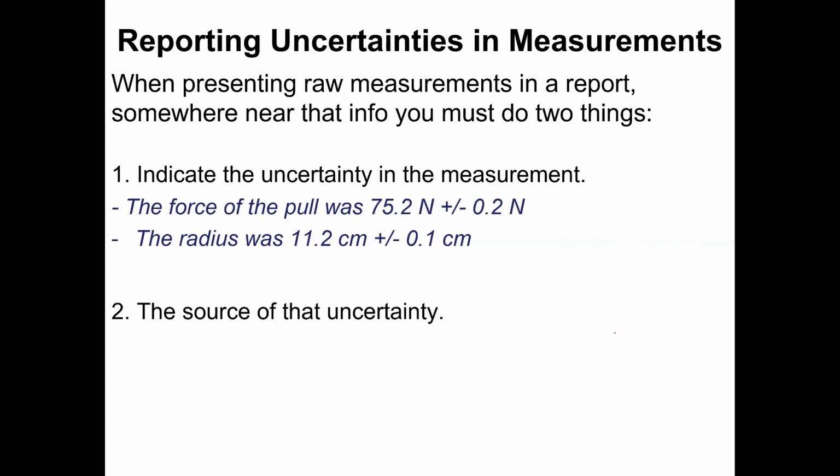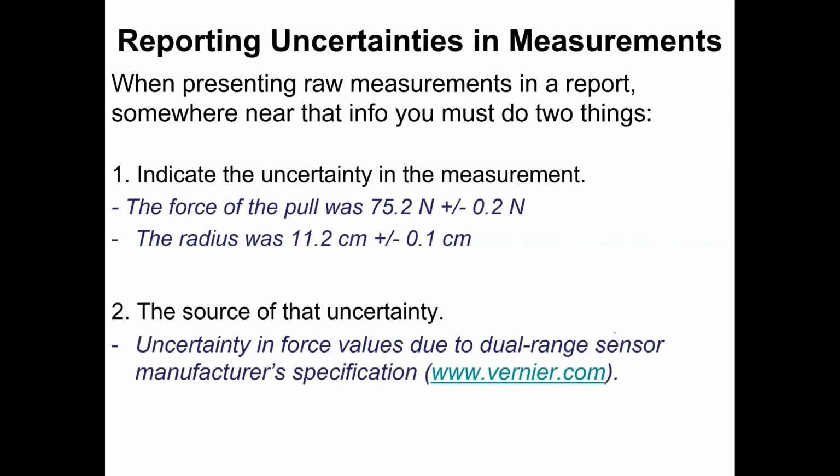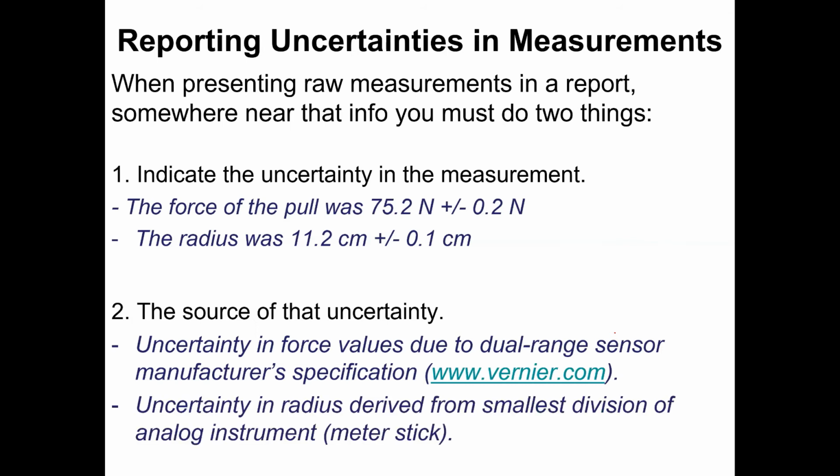The other thing you need to do is provide the source of that uncertainty. In the first example, somewhere near that reporting, you would say uncertainty in force values due to dual range sensor manufacturer specification. Notice I've listed a website there of a manufacturer. Or for the radius measurement, you might say uncertainty in radius derived from the smallest division of analog instrument meter stick.